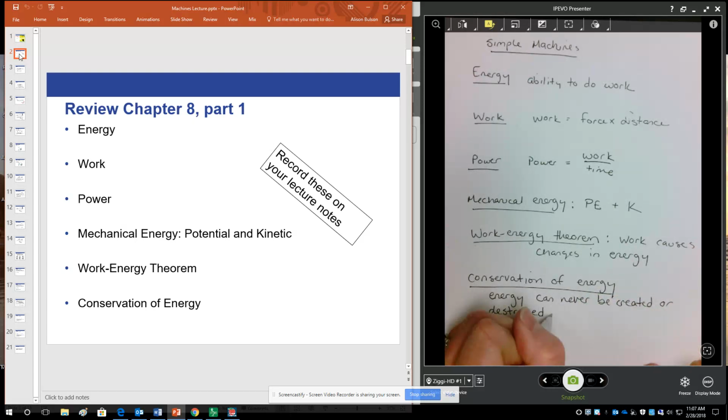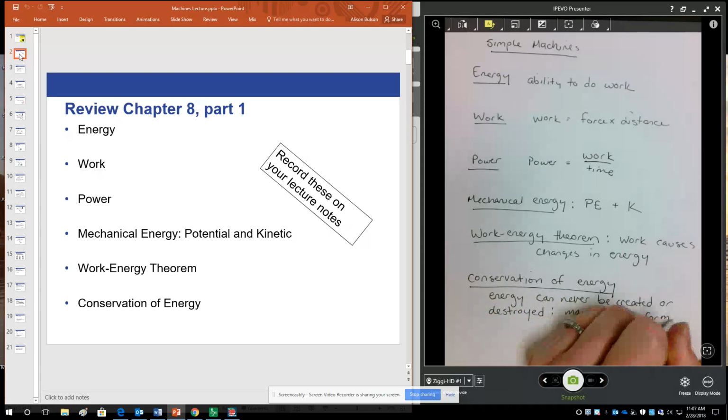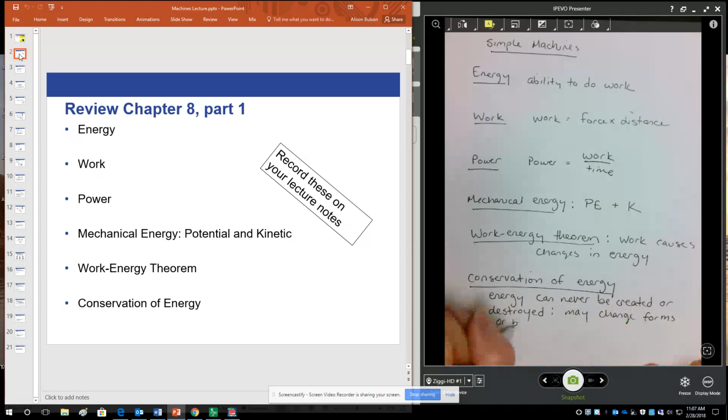It may change forms, or be transferred. I'm not sure how to spell transferred. Well, I think there's maybe too many R's in that, but it doesn't matter.